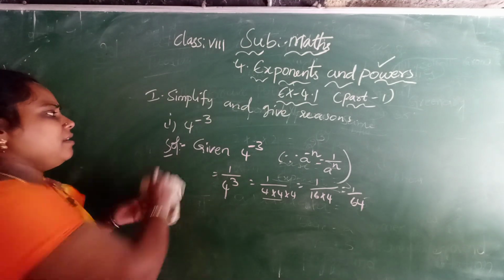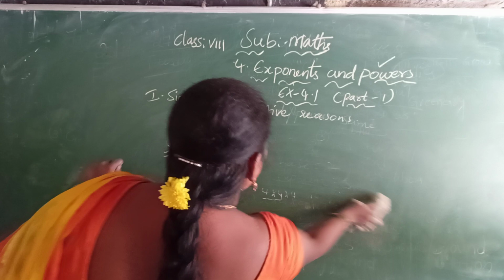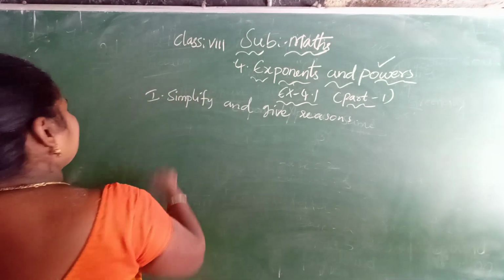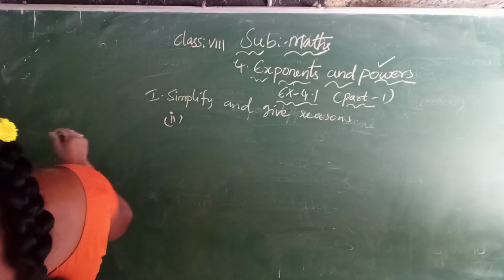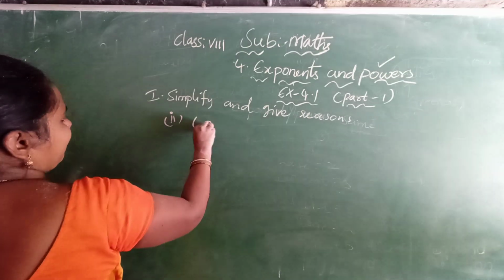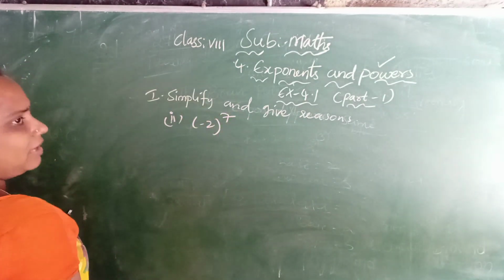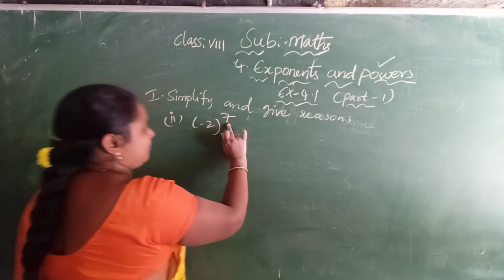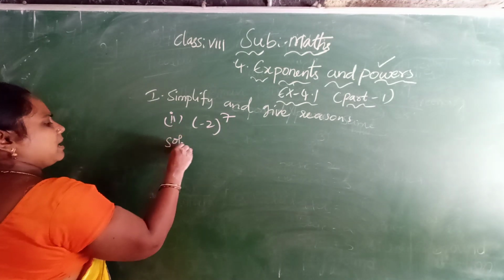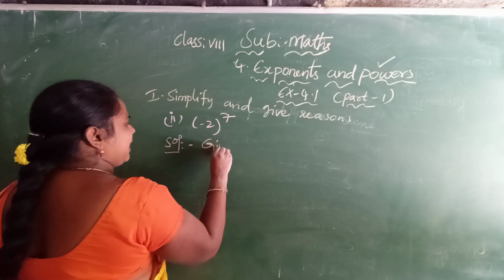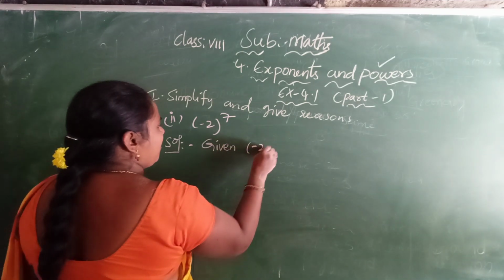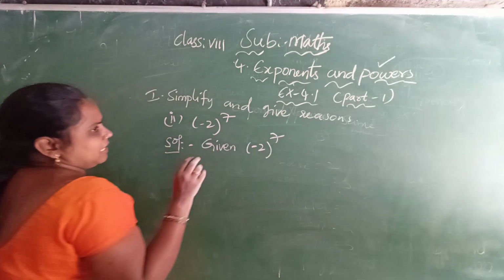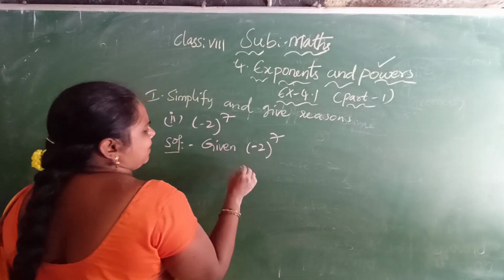So, the second one. What was given here? Minus 2 power 7. Here what happened? Minus 2 is multiplying 7 times. Given minus 2 whole power 7, so minus 2 is multiplying 7 times.